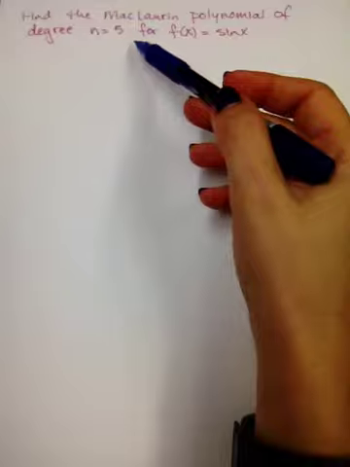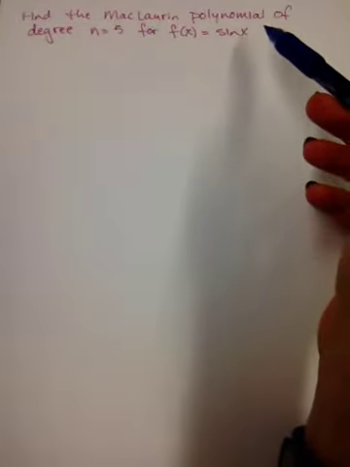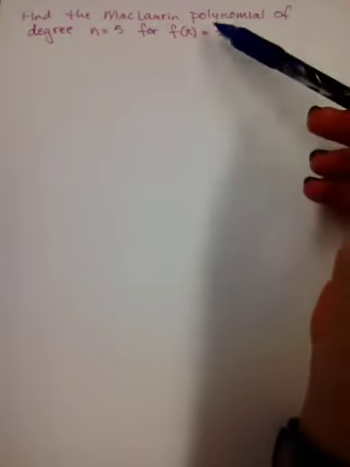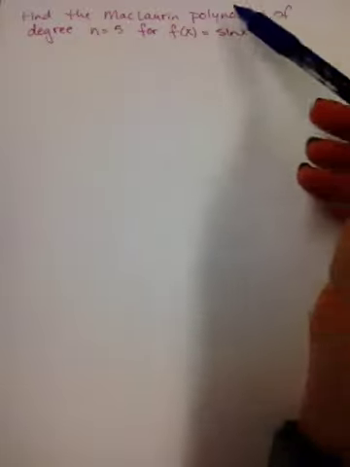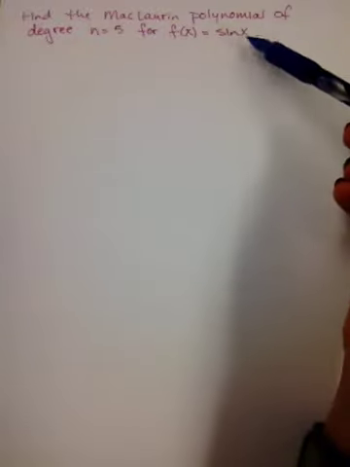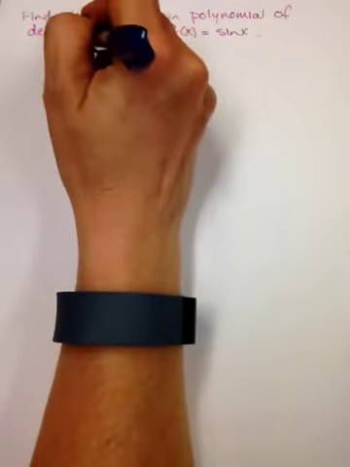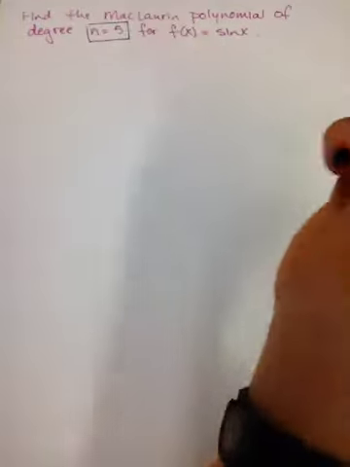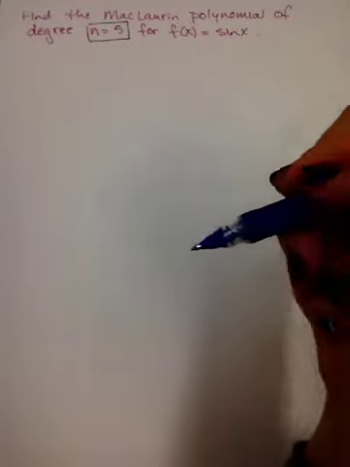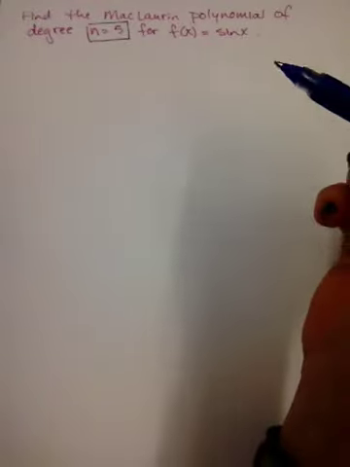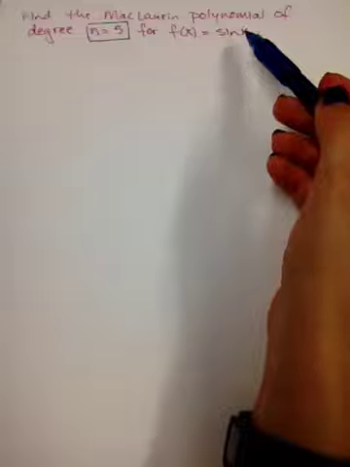Imagine you are asked to find the Maclaurin polynomial of degree n equals 5 for f of x equals sine x. So what's happened here is that you are trying to find some polynomial that will approximate the function sine of x. So the first thing you notice, or you should be looking for, is what degree are we looking for, and it's n equals 5. To me, the first thing that tells me I'm going to need to do is actually find the first 5 derivatives of sine of x.